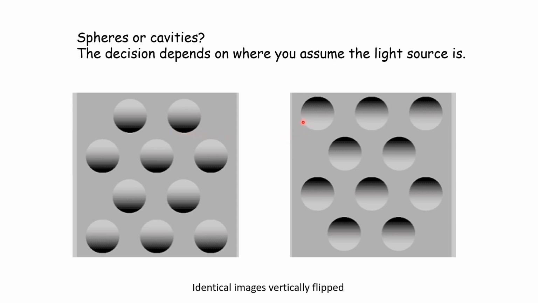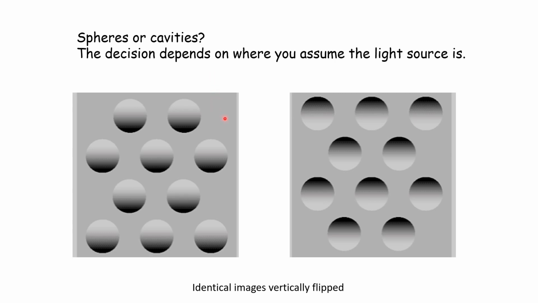And these images where the lower part is brighter, this would be consistent with cavities because now the light is falling on this part and the top part is in the shadow. But if you assume light coming from bottom, then these would be consistent with cavities and these would be consistent with the spheres. So why is it that most people tend to think the left image as spheres rather than cavities? That's because most people automatically assume that the light is coming from the top.